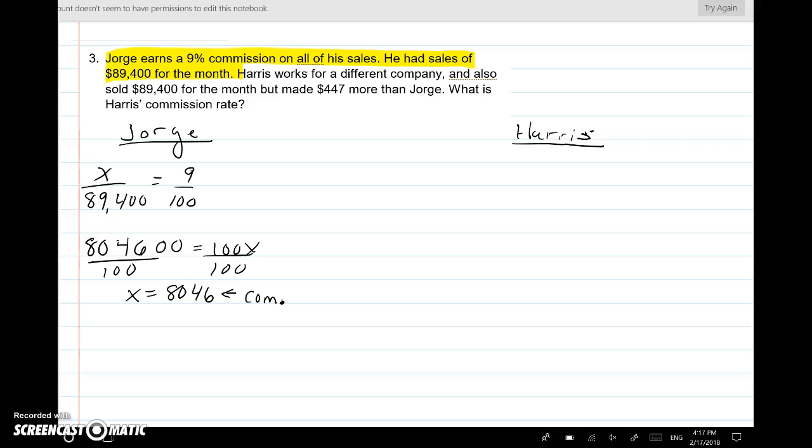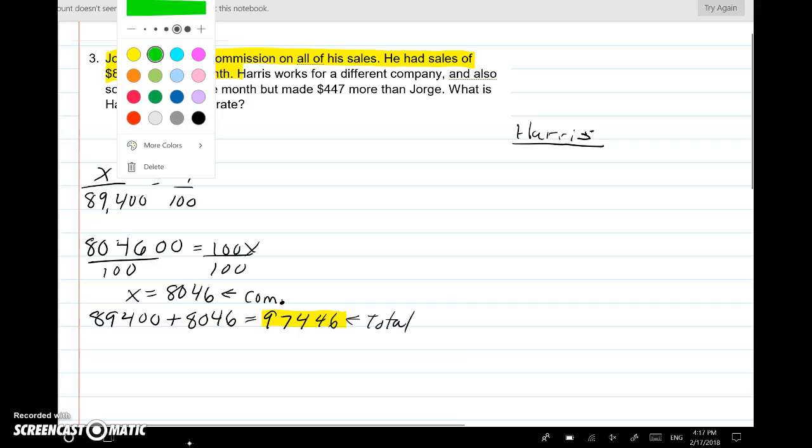Now, to get how much he made for the month, we add the commission back to his sales. So it's going to be 89,400 plus 8,046, and that's going to equal $97,446. Now this is Jorge's total. Okay.